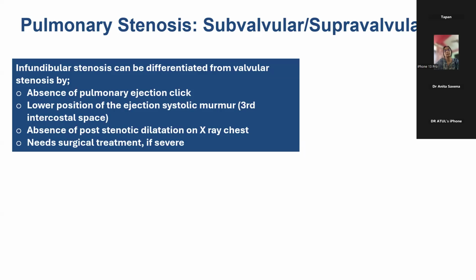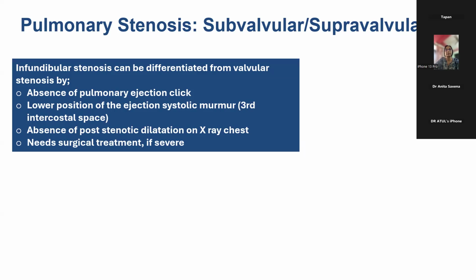Subvalvular is also called infundibular, which is often associated with VSD. In fact, it is believed that if there is infundibular stenosis and you are not able to see a VSD, then perhaps that VSD has closed. A typical example is tetralogy, where you have a large VSD with infundibular PS, but isolated infundibular PS is also seen.